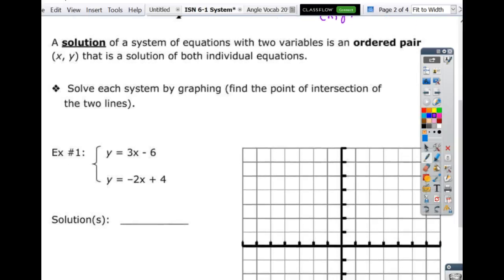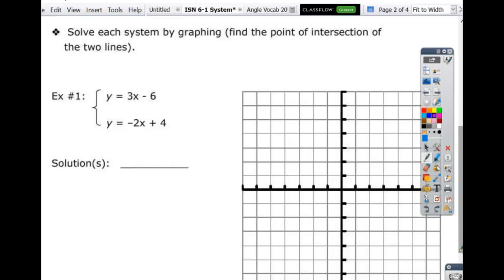So if I look at example number 1, both lines are in slope-intercept form. And by that, this is what I mean: it's written in y equals mx plus b form, where m is the slope. The slope is the rise over run. And the b is the y-intercept.